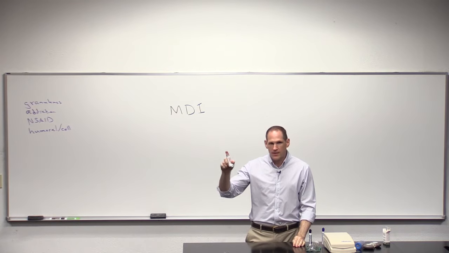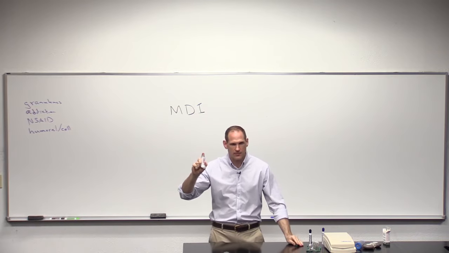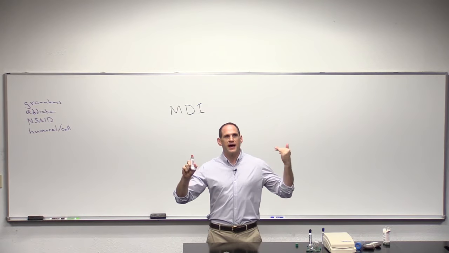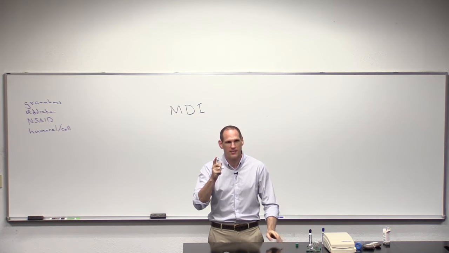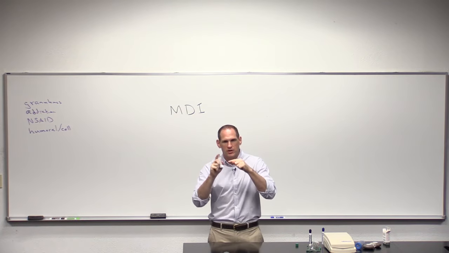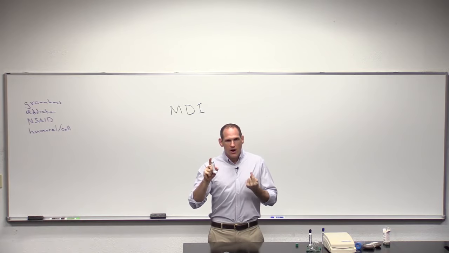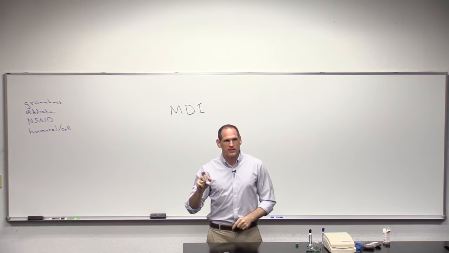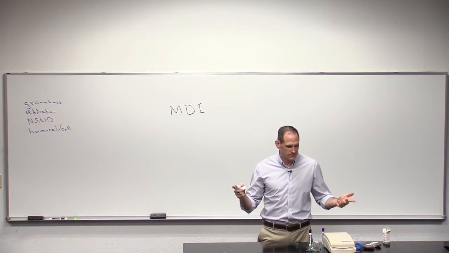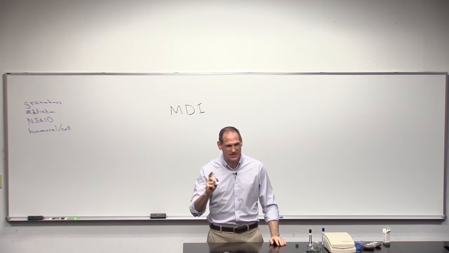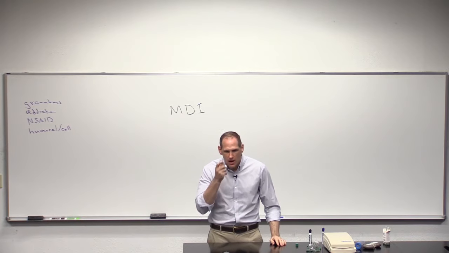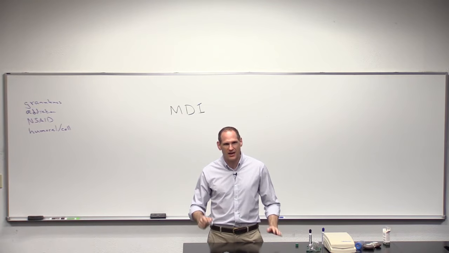So the way that you are supposed to take this correctly: breathe in, breathe out, place it in your mouth. And then the idea is to press and breathe in at the same time. Now, most of you haven't seen the movie Goonies, but had you seen Goonies, that's where you probably would have learned how to take an inhaler, and it would have looked like this. That is not how you do it.